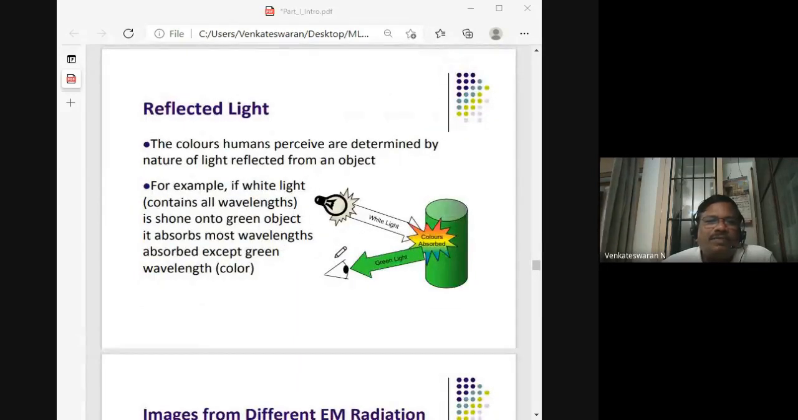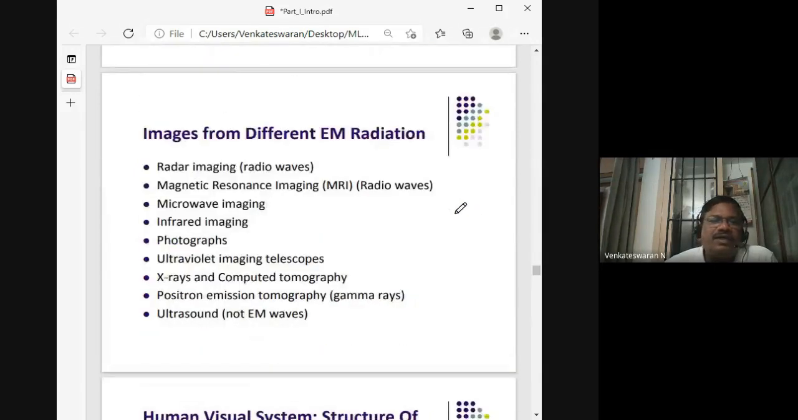Okay, so you see an object is green because the green light is actually coming out and it's reforming the part of the sensor array. So the colors perceived by humans are determined by the nature of the light reflected from the object. The same thing occurs in our camera system too. Okay, so when you look at the images, right?